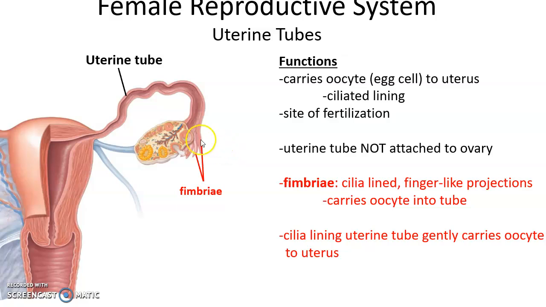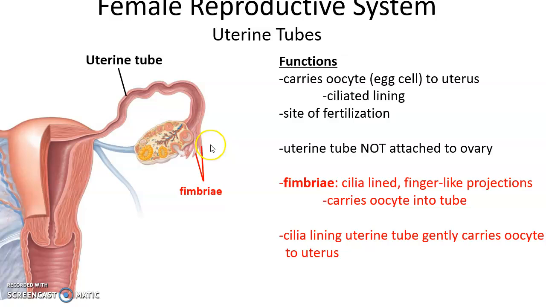It does this by having cilia lining the surface of the uterine tube. The cilia will beat, generate a current in the fluid that is carrying the oocyte, and it will gently drift down to the uterus. Also, the uterine tube is often the site of fertilization, so sperm often make it into the uterine tube to fertilize the oocyte. It's worth noting the uterine tube is not directly attached to the ovary. It is near the ovary, but not attached to it.